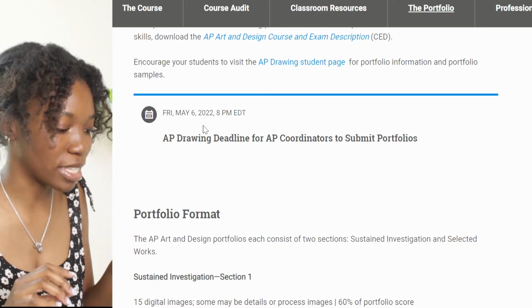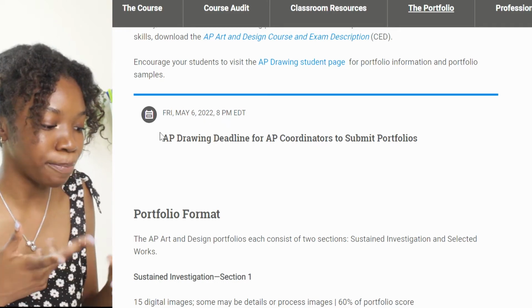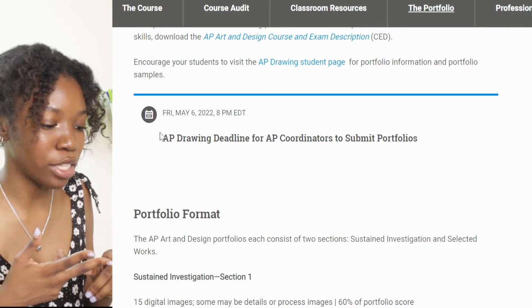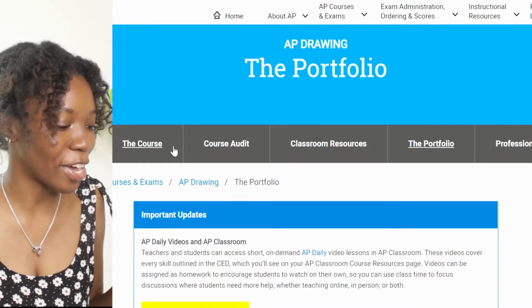I think it's pretty much the same. There's AP 2D Art and Design, there's AP 3D Art and Design, and there's AP Drawing. I believe that mine was a drawing portfolio. Wait. Yeah. This is bad. I should know, but I can't remember if I did 2D art or drawing. I remember there being distinct differences between the two. But yeah, I did do drawing. I did mark that I was doing drawing, so there's that.